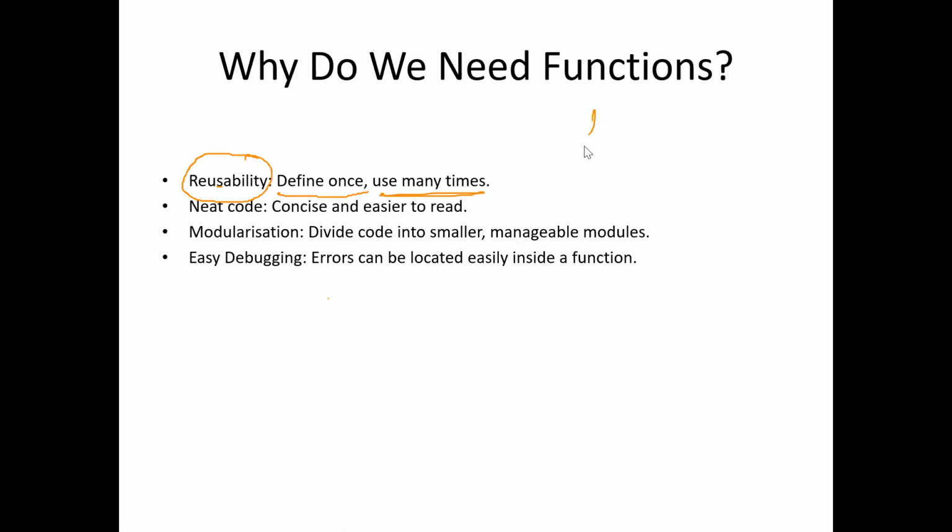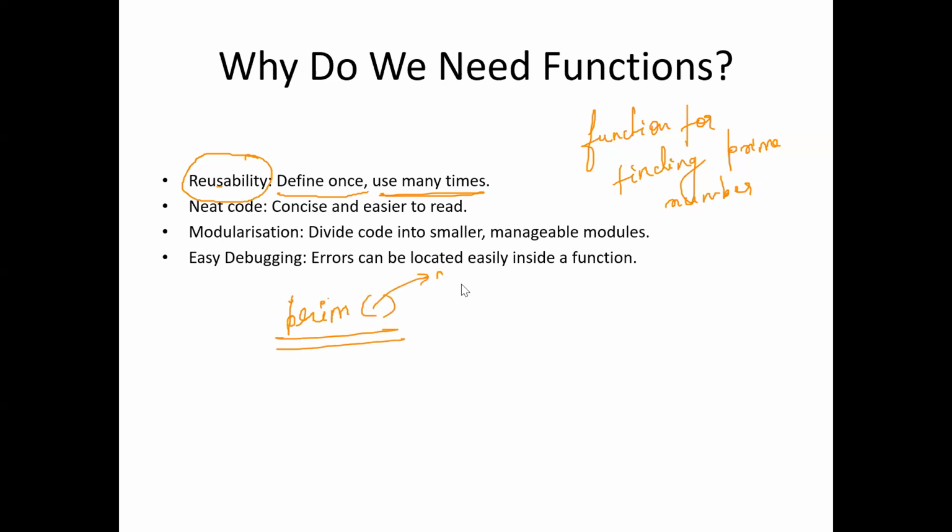For example, if you have a function for finding prime numbers, then just give it an input. For example, the function's name is find prime and it takes a parameter n. It will find the prime numbers between 2 and n. That is its task. You can use this function anytime, anywhere, just by calling it. How do you call it? I'll tell you in the later half of the lecture.